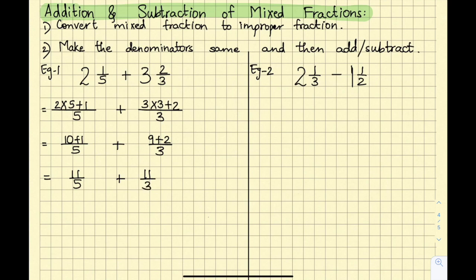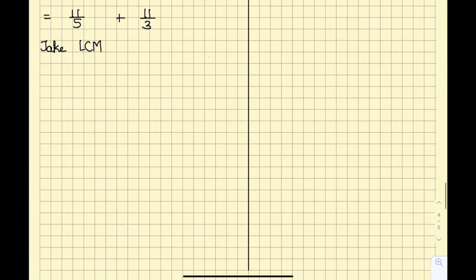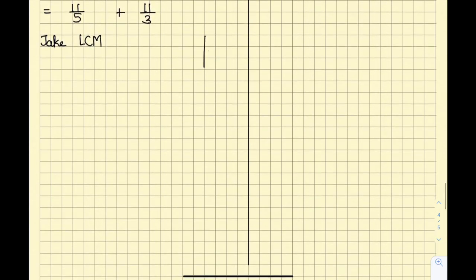Now you see the denominators 5 and 3 are not the same. So what we need to do is take the LCM and make the denominators the same. Now in the table of 2 you don't get 5 or 3, you get in the table of 3. 3 ones are 3, for table 5 you don't get 3 as it is, 5 ones are 5. So the LCM of 3 and 5 is 15.